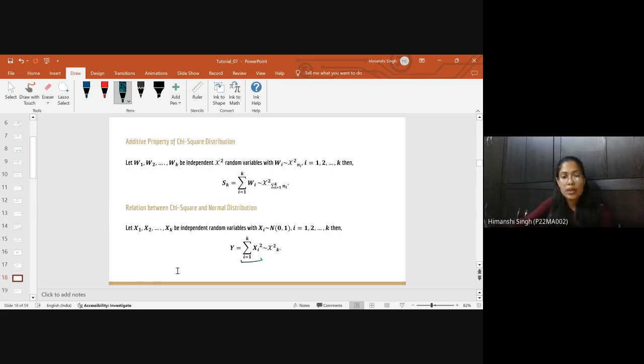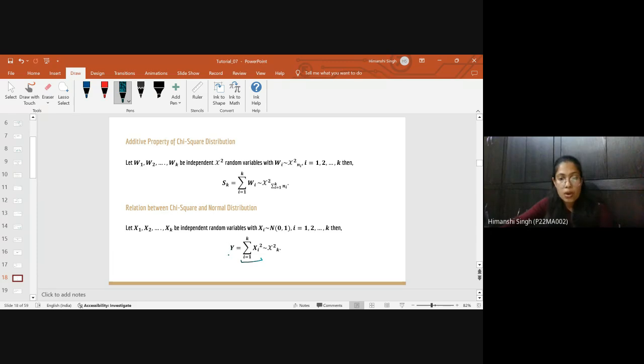So I said that if X1, X2, ..., Xk are independent random variables where each Xi is following the standard normal distribution, then if I take the summation of Xi square, i going from 1 to k, this summation will follow the chi-square distribution with k degrees of freedom.